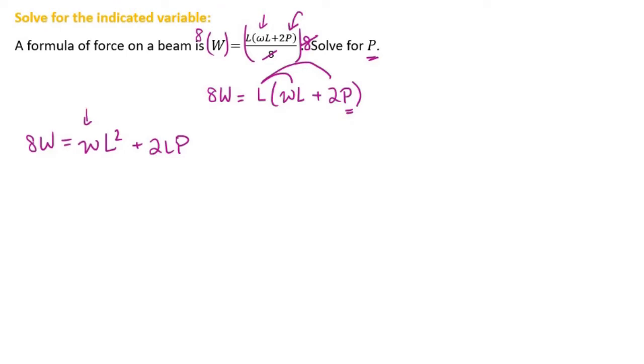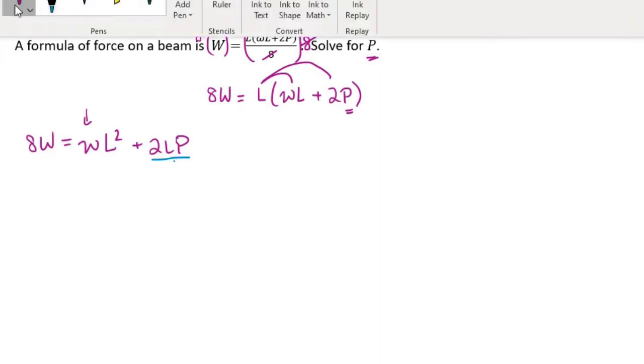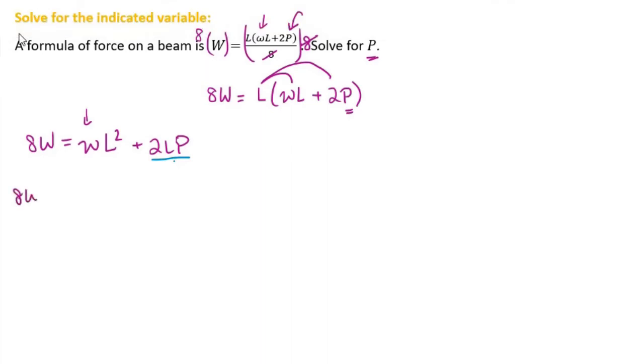Okay, now we've isolated P to some extent in that we've already isolated the term that the P appears in. So all we have to do is remove the other term from this right-hand side, and we'll do that by subtracting omega L squared from both sides. So we end up with 8W minus omega L squared is equal to 2LP.